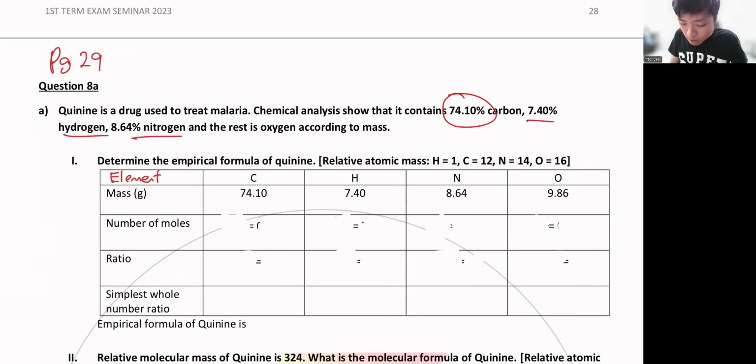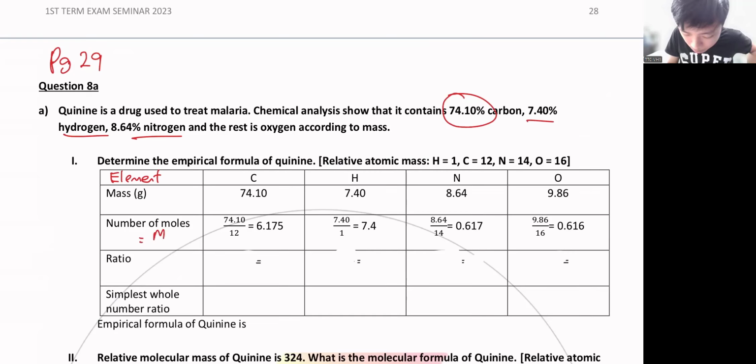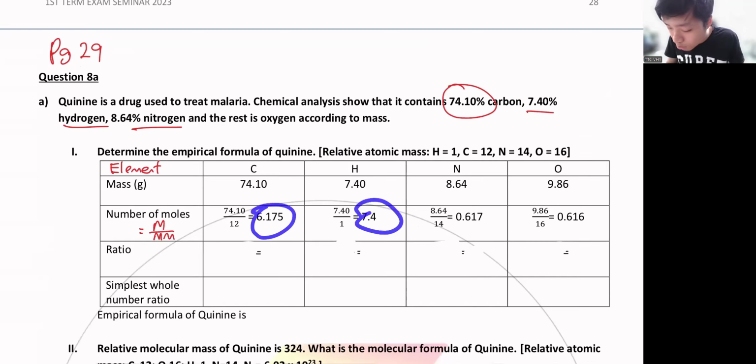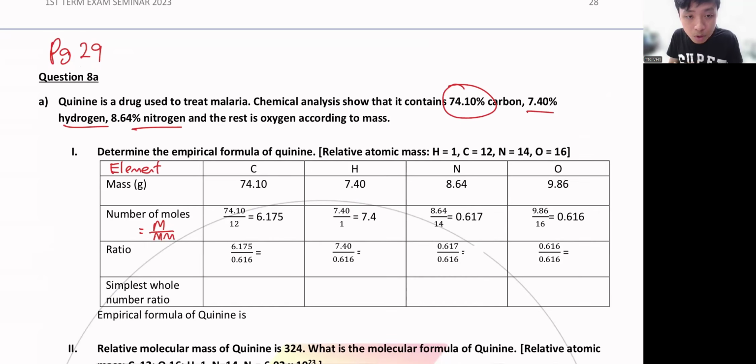Then you calculate number of moles. I think in order to save time, I give you the answer. Now when you get number of moles equals mass over molar mass, then what you do is divide by the smallest number. Which one is the smallest number? 0.616, right? So all have to be divided by 0.616 in order to get the answer.